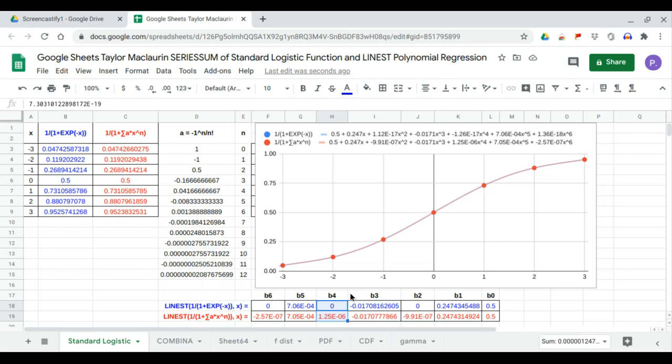B4 is 0. Here, 1.25 times 10 to the minus 6, that's already 0. And B5, 7.06 times 10 to the minus 4. They matched our trend line. And B6, negative 2.5 times 10 to the minus 7 is already 0. So this completes the regression of the standard logistic function to LINEST polynomial regression of degree 6 and the generation of its Taylor-Maclaurin series sum expansion.